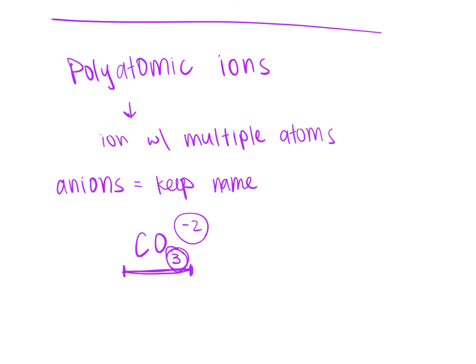Phosphate, try to find phosphate. These are in alphabetical order here. So phosphate is PO4 -3. Okay, that's its identity. So we will never adjust that 4, because if we adjust the 4, it's not phosphate anymore. Now it's phosphite or something else. Okay? So let's do a couple practice with polyatomic ions.